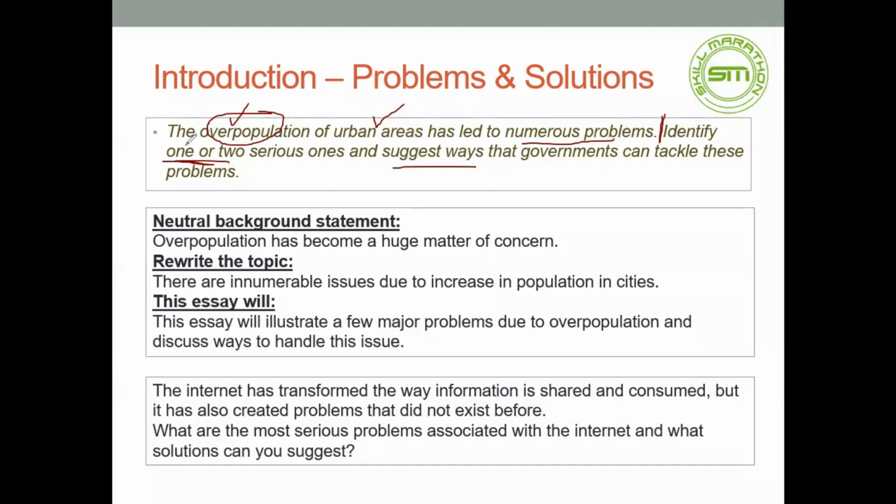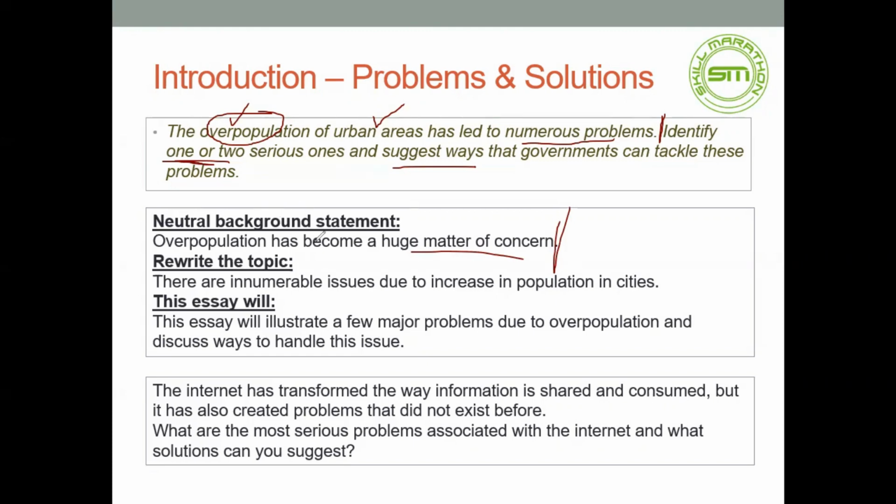So the question says that overpopulation of urban areas has led to numerous problems. What am I going to say as my neutral background statement, or my general statement? Overpopulation has become a huge matter of concern. Or I can write that the number of people or overpopulation has become an issue. That's it. That's a very general statement. I'm not going to write anything beyond that.